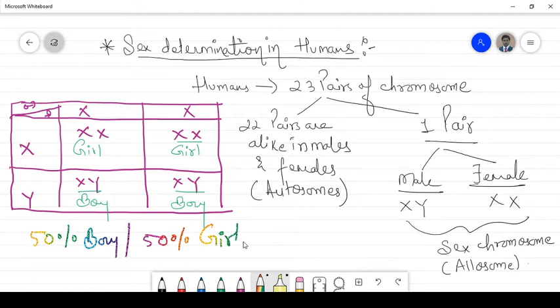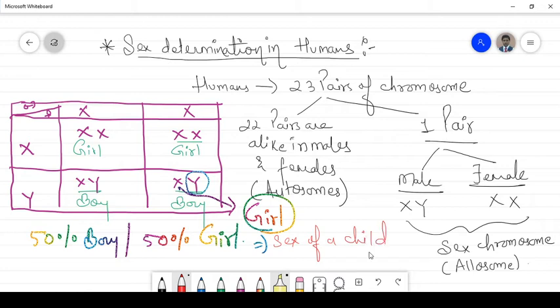Okay, so over here, look, if this XX fertilizes, it's not an issue. But look at the second case, X and Y. If Y fertilizes, it will be a boy, like this one. But what if the X fertilizes, children? Then it will lead to the development of a girl. So we can say the sex of a child depends upon the father. Depends upon what? Father.